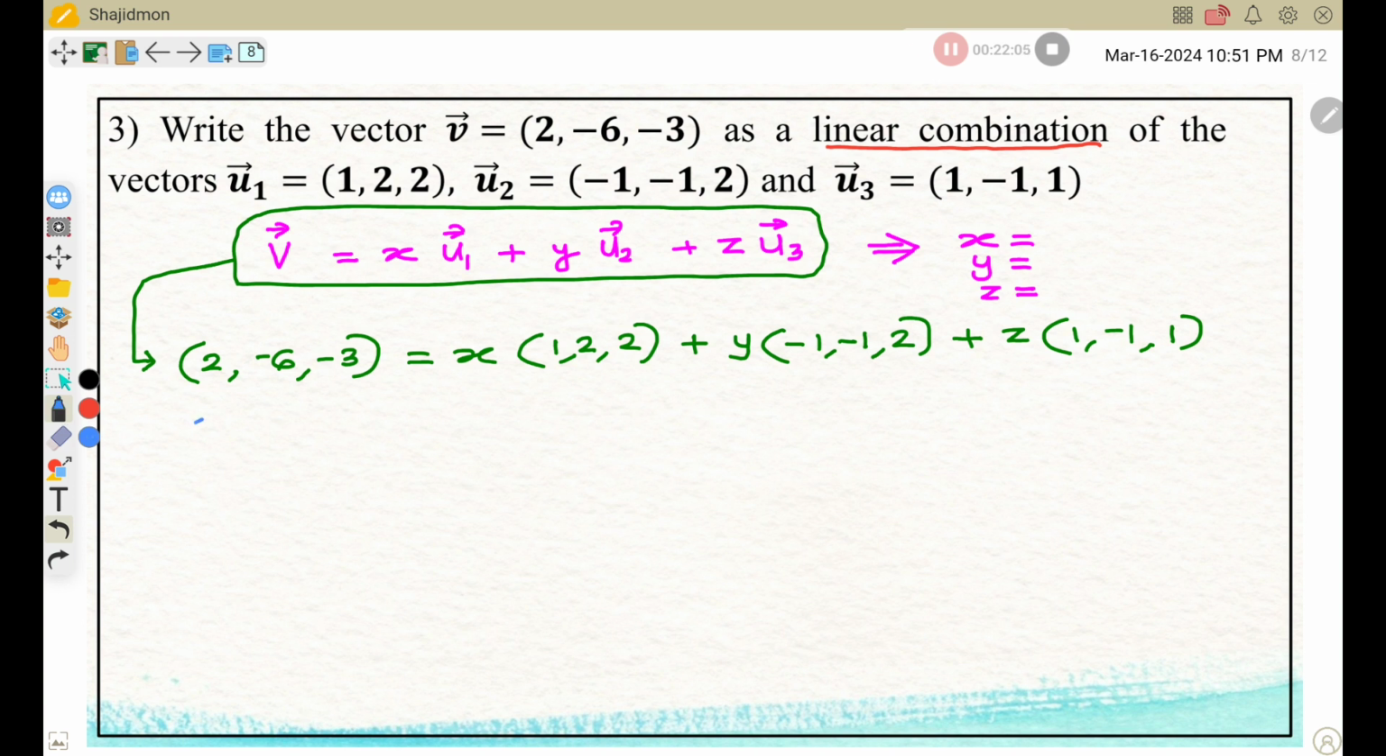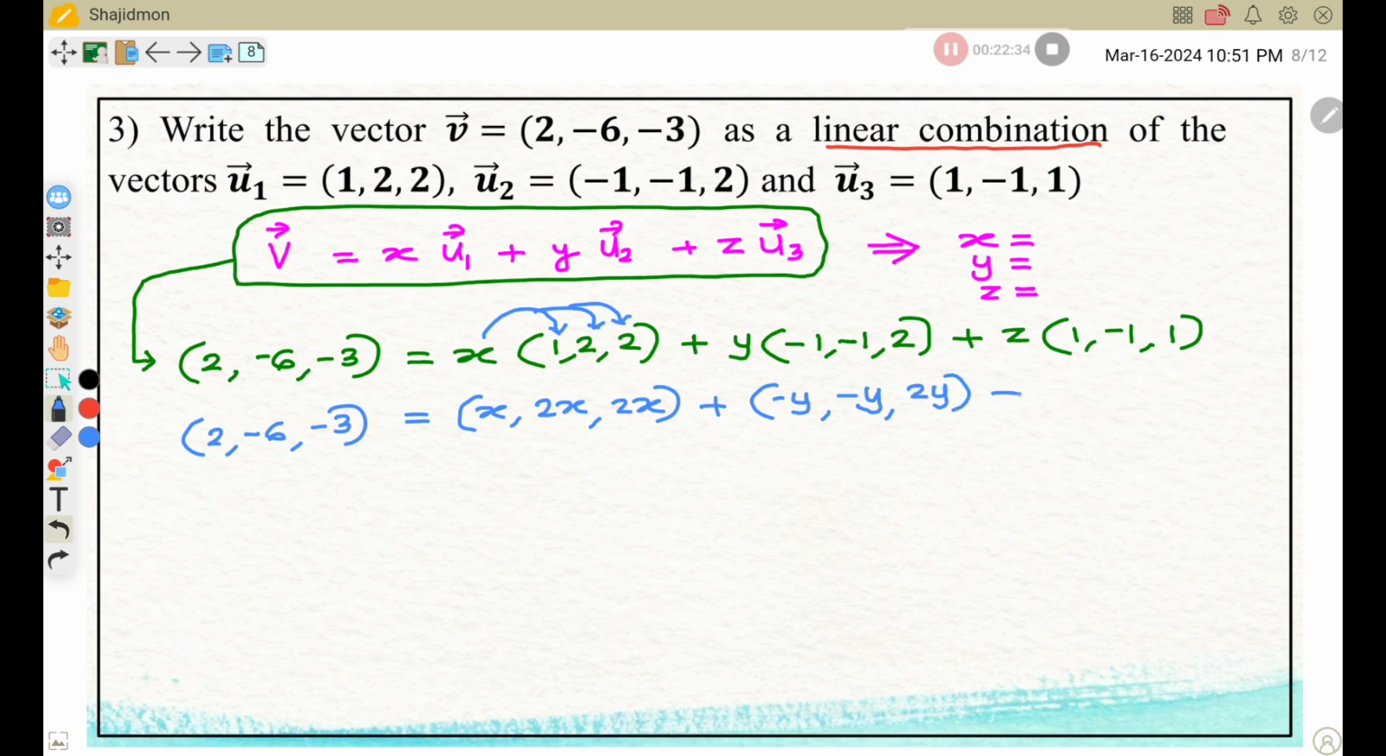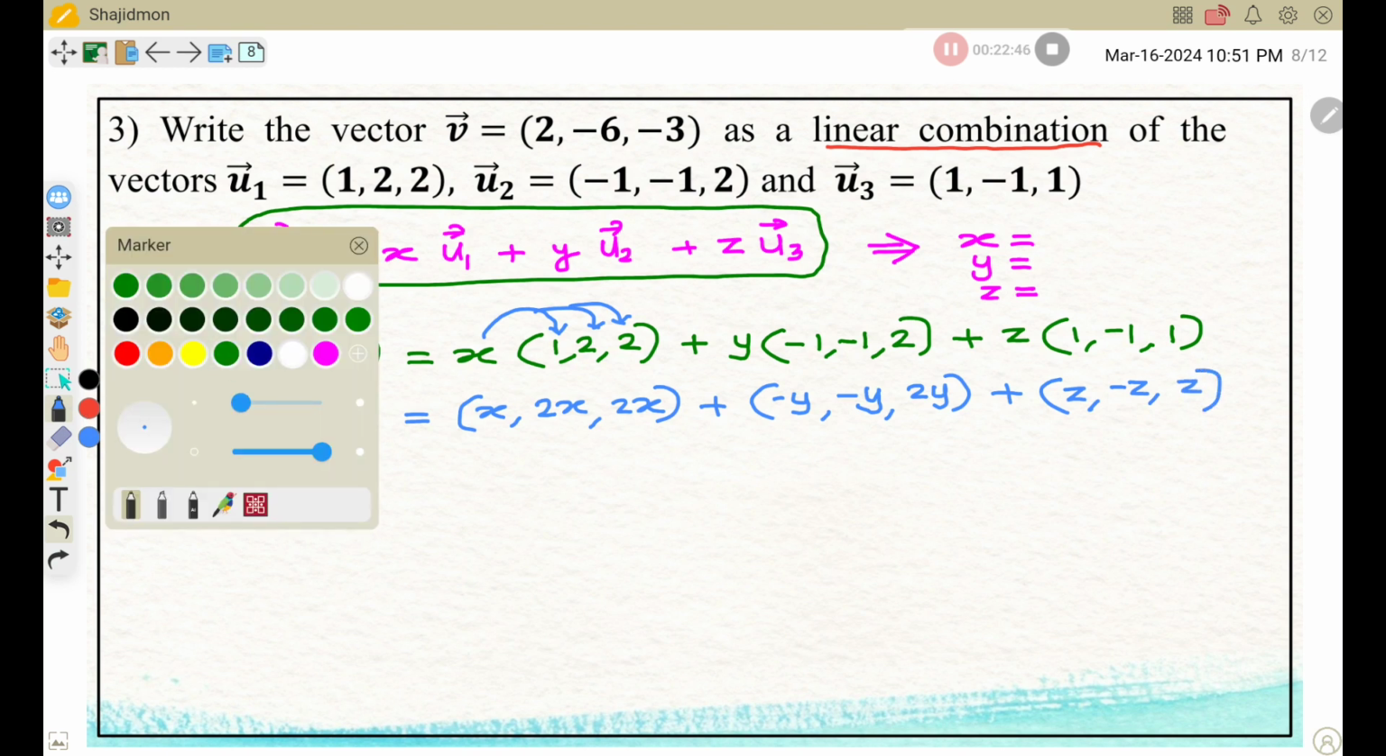Okay, now we can simplify. (2, -6, -3) equals, okay, just multiply x into each term inside. x multiplied by 1 is x, x multiplied by 2 is 2x, x multiplied by 2 is 2x. In a similar way the second: y multiplied by -1 is -y, y multiplied by -1 is -y, y multiplied by 2 is 2y. Plus, in a similar way the third: 1 multiplied by z is z, -1 multiplied by z is -z, 1 multiplied by z is z. Okay, now again we are going to simplify.